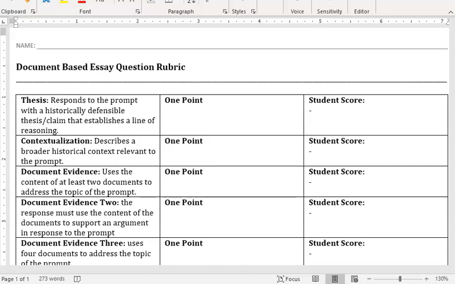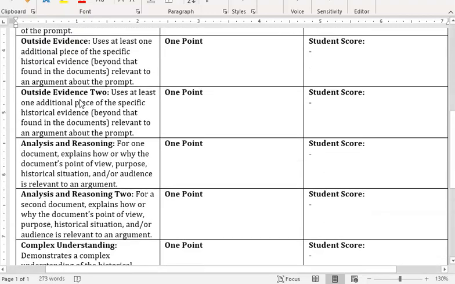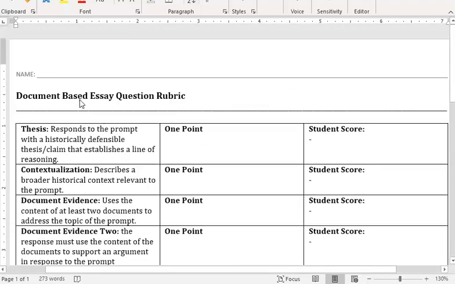Howdy historians, we are here to talk about your DBQ, your document-based question essay. You can see the rubric here. We're going to talk about what some of this stuff means. We're going to talk about some general stuff, and I'm going to give you some examples so that we can really start to hone in on how to effectively write a DBQ.